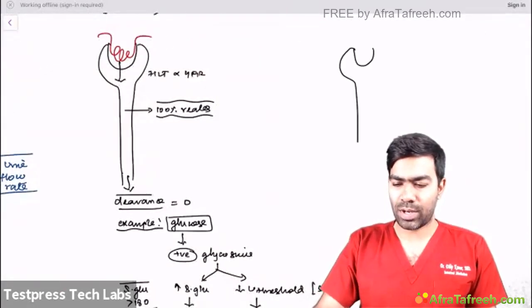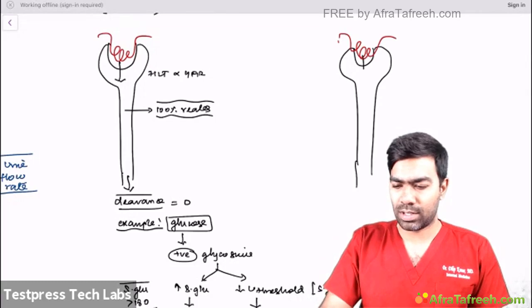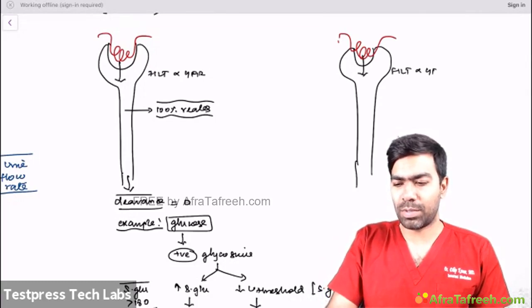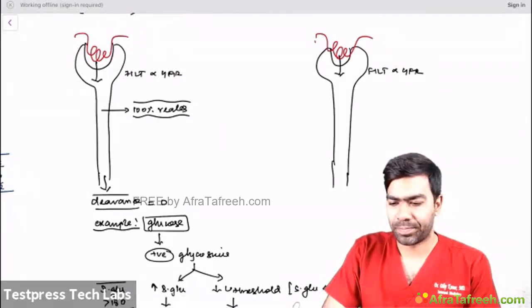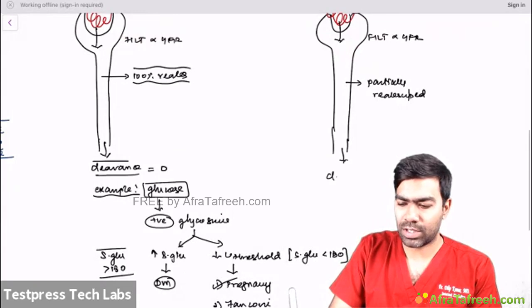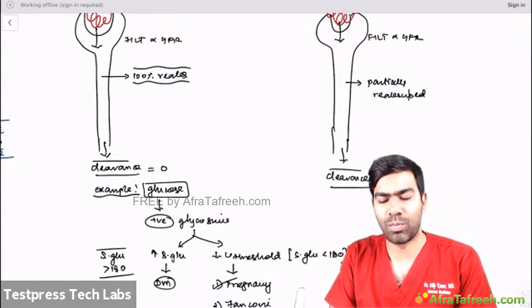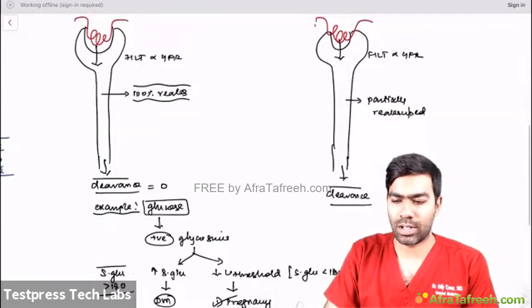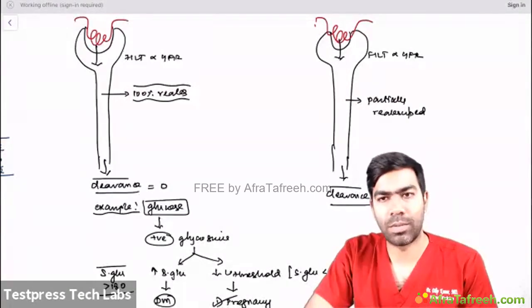And the third scenario, what I'm going to tell is, suppose if there is a substance that is getting filtered, of course, this filtered substance will be proportional to the GFR. And if this filtered substance is getting reabsorbed partially, it's not 100% reabsorbed, but it's partially reabsorbed, maybe 50-60% partially reabsorbed. What will be the clearance of the substance? Clearance of that particular substance will be equal to GFR, less than GFR, or more than GFR. That's the question here. Equal to, less than, or more than GFR. If it's partially reabsorbed.